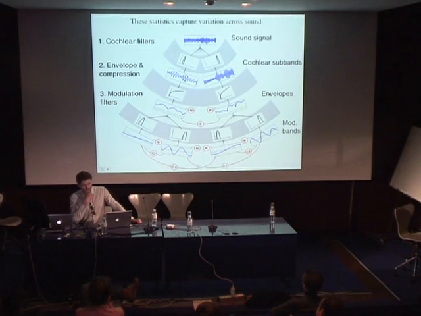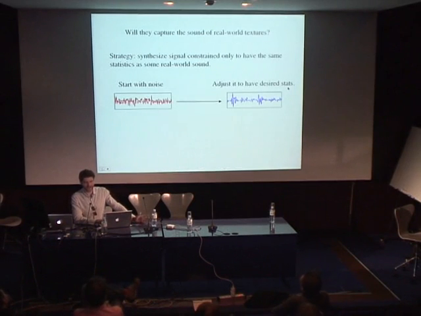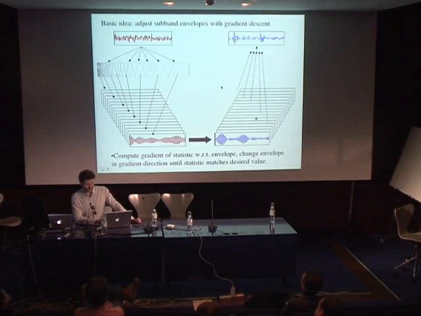So the point of these two examples is just to illustrate that although these statistics are fairly simple and generic, they do capture variation across sounds, and so in principle they could be useful for recognizing sounds. Our interest is whether they'll really capture the sound of real-world textures. So again, the strategy is to synthesize a signal, constraining it only to have the same statistics as some real-world sound. We're going to start with noise and then adjust it so as to cause it to have the desired statistics. In this case, it's a little more complicated than simply adjusting it so that the spectrum is matched.